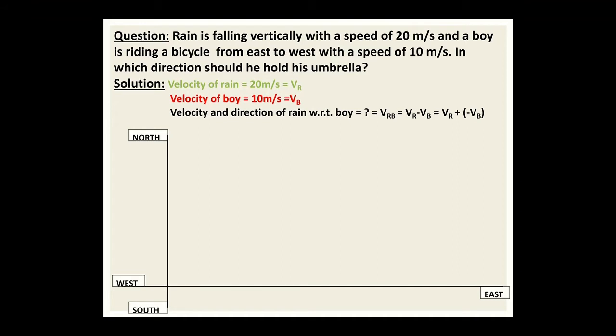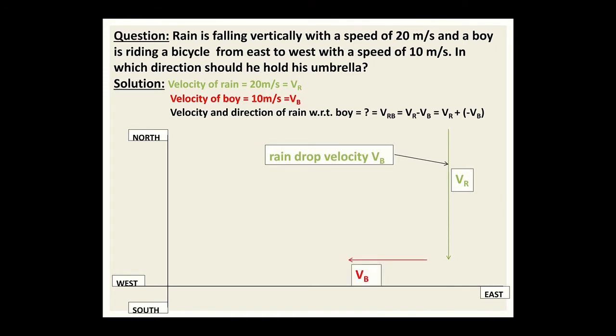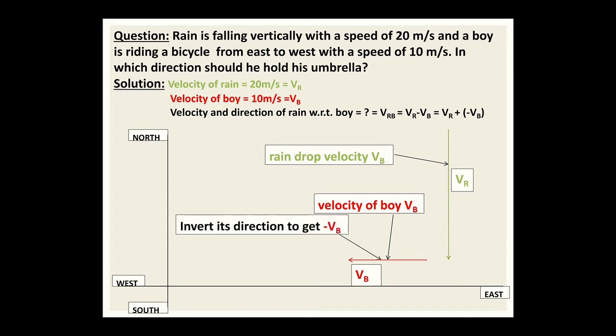So here you can see we have considered north, south, east, west direction. Rain is falling vertically. So this green arrow is representing VR, that is velocity of rain, which is vertically downward. This green arrow is representing the velocity of raindrop, which is 20 meters per second. Similarly, this red arrow is representing the velocity of boy, who is riding a bicycle from east to west. So the direction of VB is from right to left.